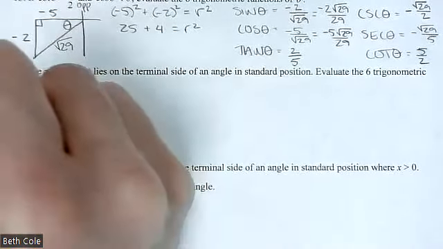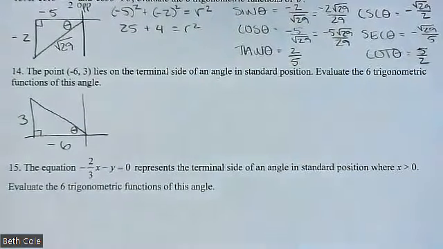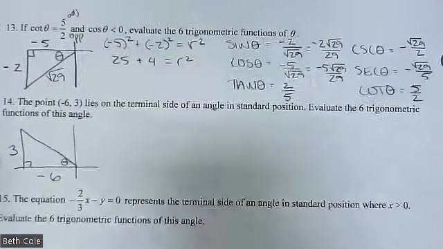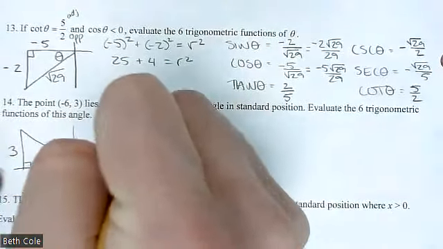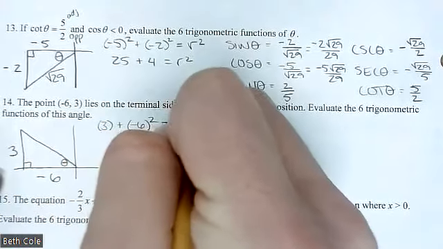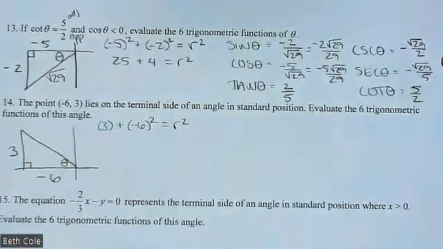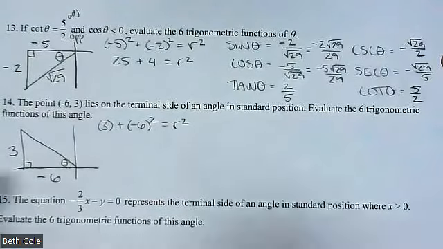-6 is the x, 3 is the y. We went left 6, then up 3 to get to that point. And so we're going to do the exact same thing we did in question 13. We're going to do Pythagorean theorem to get the hypotenuse. And then list out all 6 of the trig functions. Oh, I forgot my squared there.